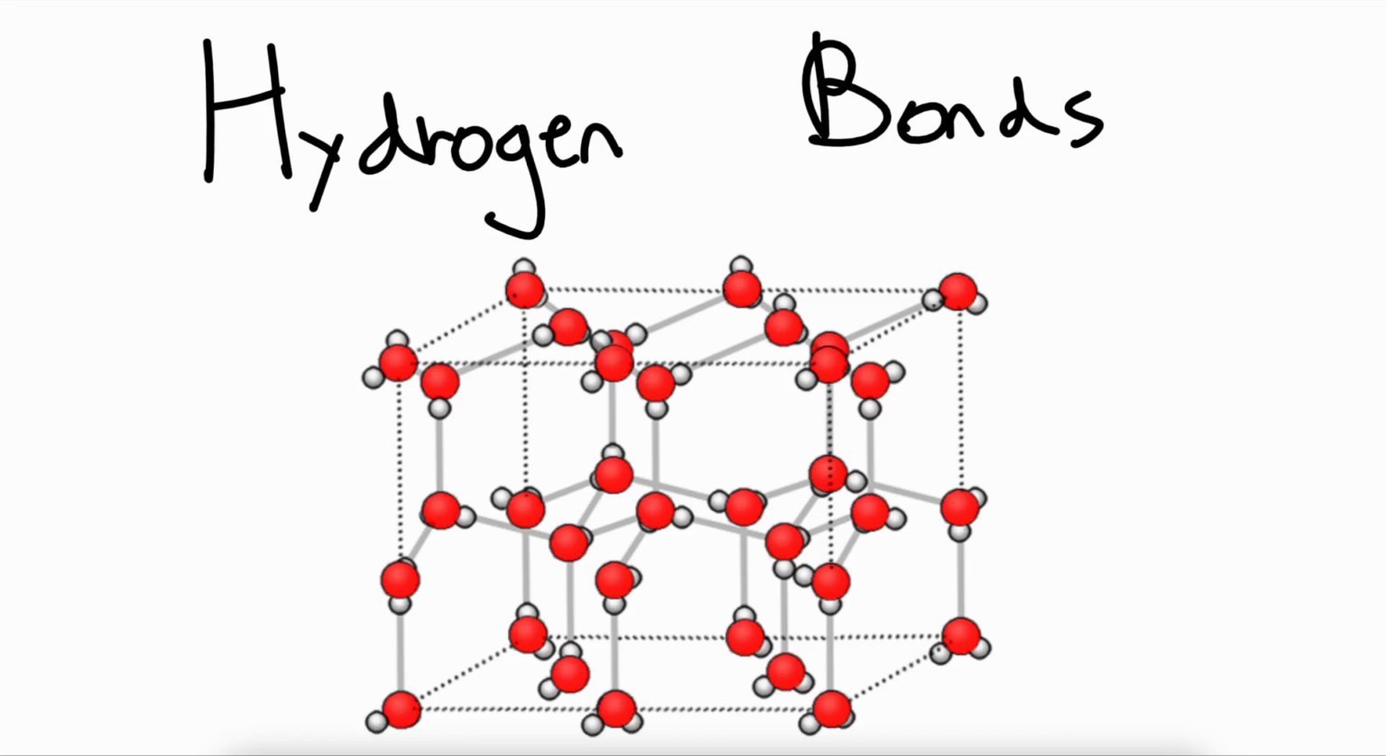Although applying to only a select few compounds, hydrogen bonds are extremely important, providing the basis for why water can support life, the structure of proteins, and even the existence of our DNA. A hydrogen bond forms when a hydrogen bonded to a very electronegative element bonds to another electronegative element.